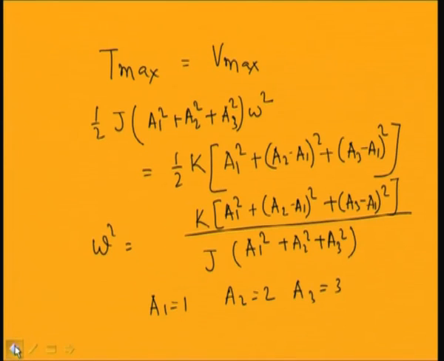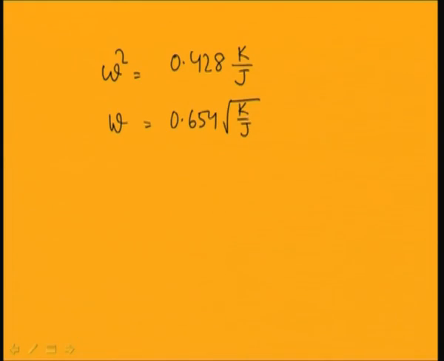So let us calculate it again. This becomes 1 and this is 1, so 1 plus 1 is 2, and here A3 minus A1 is 2, so 2 square is 4, so 4 plus 2 is 6. And here it is 1 plus 4 plus 9, so 13 plus 1 is 14, so 6 by 14 equals 0.428, and root over that equals 0.654 root over k by J.